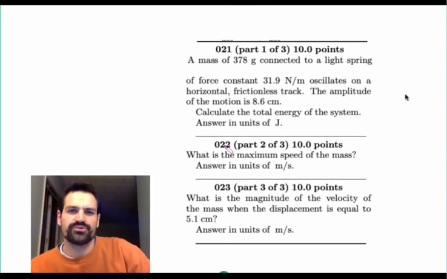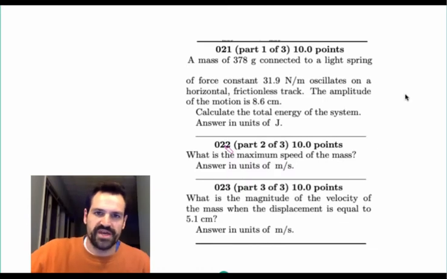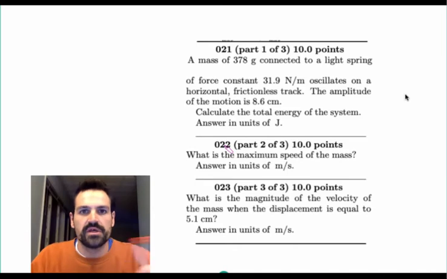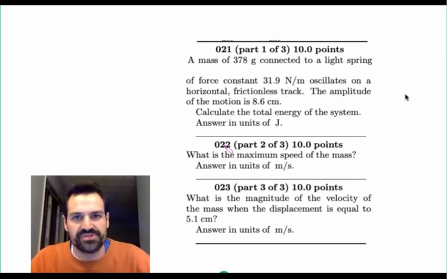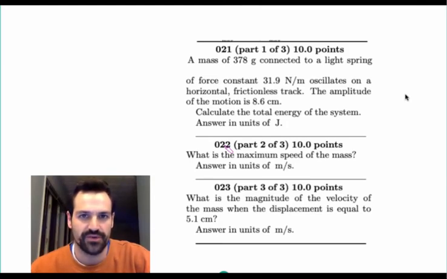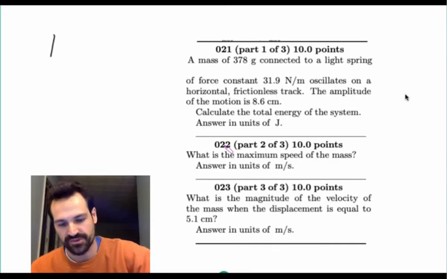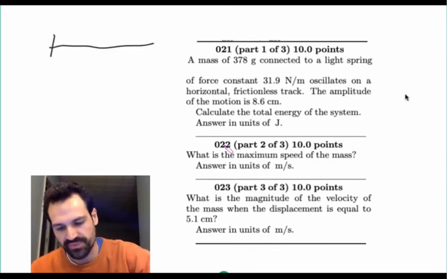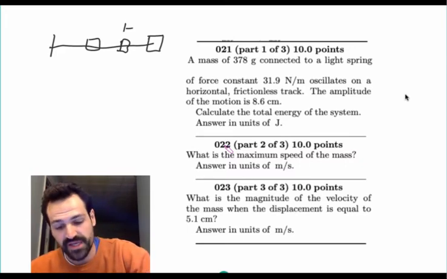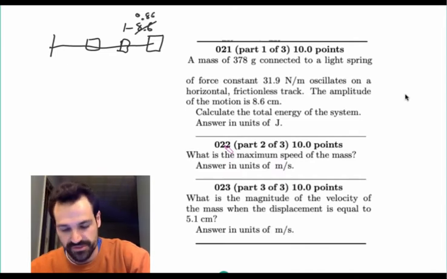All right, 21 through 23. 21 is asking us to calculate the total energy of the system in joules. All right. So the mass of 378 grams is connected to a light spring of force constant K, 31.9, oscillates on a horizontal frictionless track. We know what that looks like. A, B, C. And the amplitude of motion is 8.6 centimeters, or 0.86 meters.